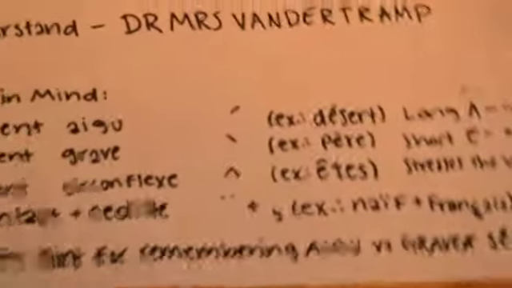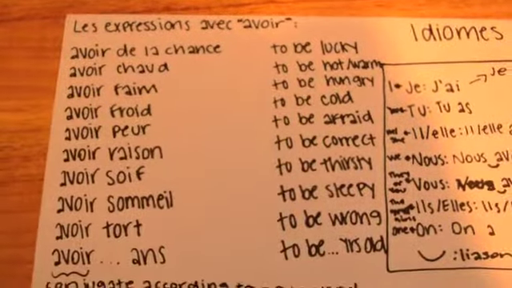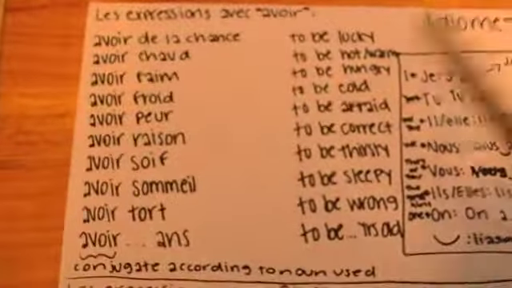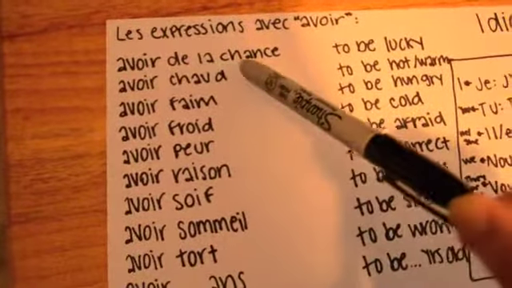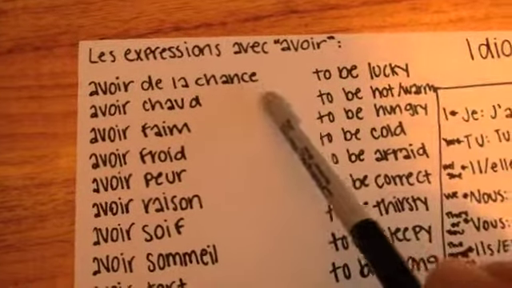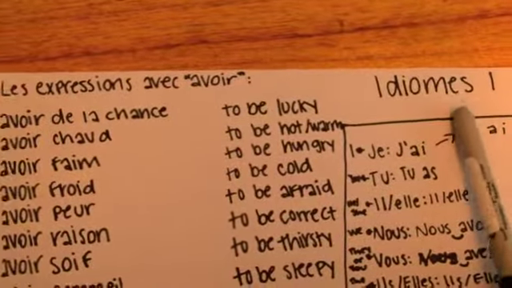Now, bear with me as I get the next sheet ready. We're moving on to expressions with avoir. You can see that here. Les expressions avec avoir. To avoir de la chance is to literally have of the chance. La, because chance is feminine. So, if you avoir de la chance, you literally have of the chance. But, to translate it into English, it comes out as to be lucky. This is something called an idiom, and we'll be looking at several avoir idioms today.